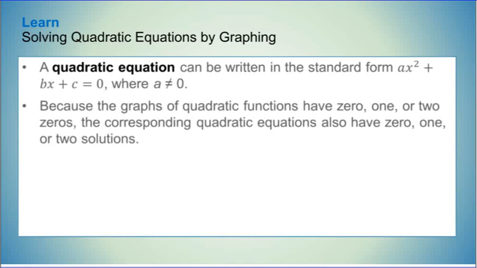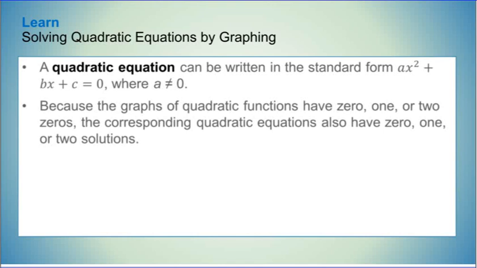A quadratic equation can be written in the standard form of ax squared plus bx plus c equaling 0. And just remember, a cannot be 0. Because the graphs of quadratic functions have 0, 1, or 2 zeros, the corresponding quadratic equations can also have 1, 2, or 0 solutions.